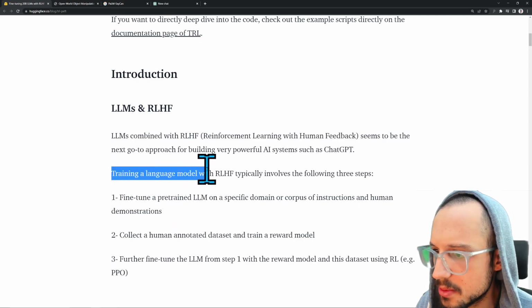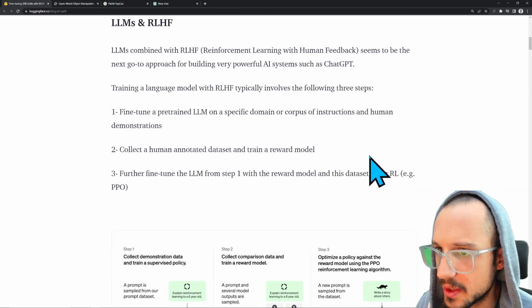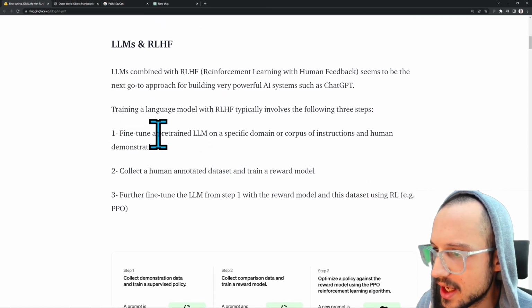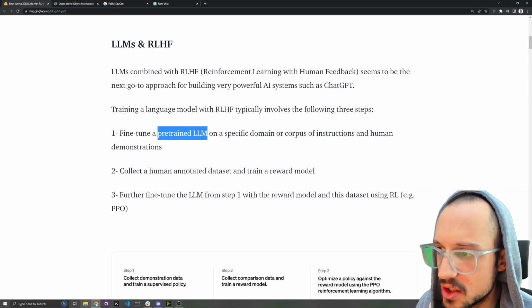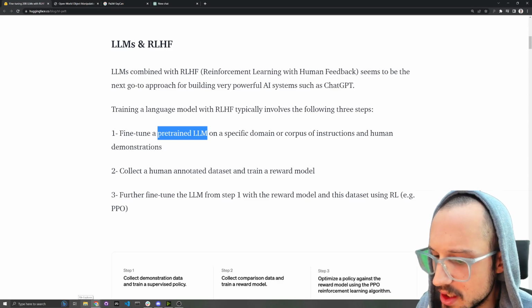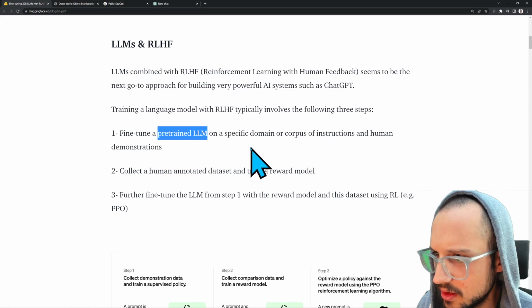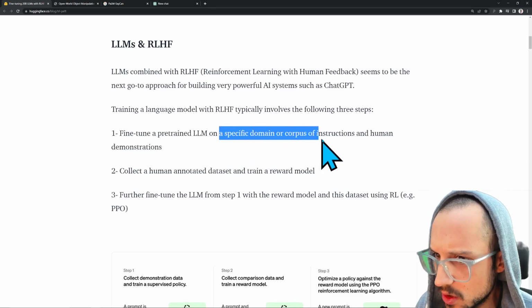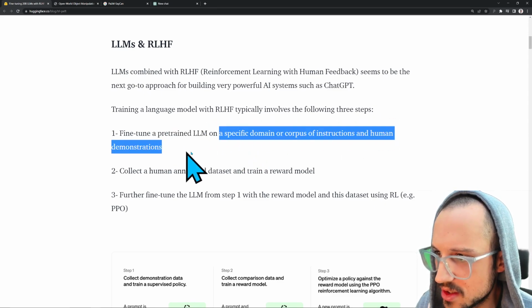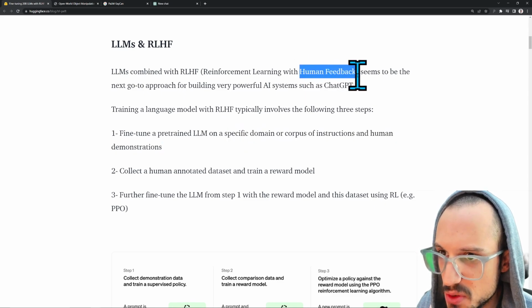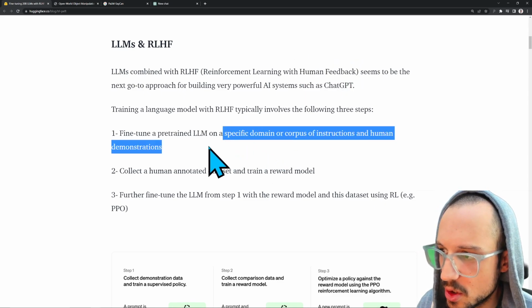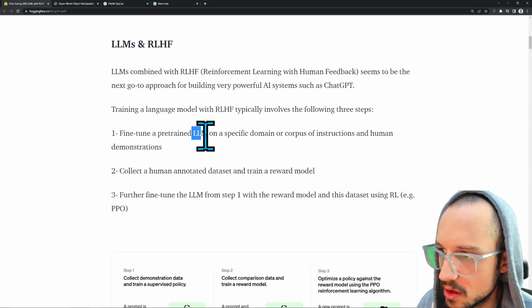Okay, so training a language model with RLHF involves the following 3 steps. Fine-tune a pre-trained LLM. Again, pre-training here refers to actually the meat of the training, right? It's the huge training bill, which is footed by Microsoft, on a specific domain or corpus of instructions and human demonstrations. This is what the human feedback is, right? It's basically a much smaller data set which you're going to be fine-tuning your language model on.